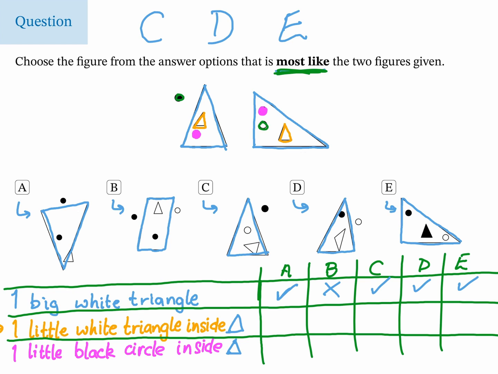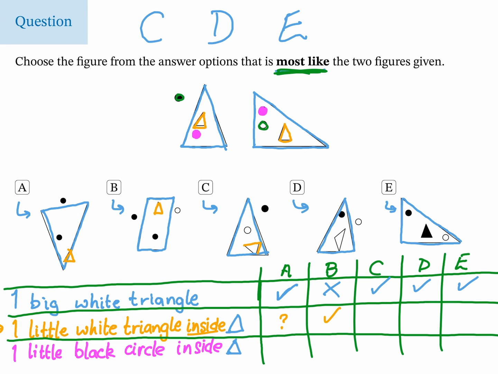Now let's take a look at what's happening with the little white triangle inside the big white one. Answer option A. Well, we've got this little white triangle, but it's not entirely inside the big white triangle. So if we're unsure, we do have a little white triangle, but we probably want it to be inside the big white triangle. If we're unsure, let's leave a question mark because it's not entirely inside, which is what we're looking for. But maybe that's enough. We don't yet know. Answer option B does have a little white triangle inside the big white shape. So we're going to put a tick there even though we saw that this wasn't actually a big white triangle, but never mind. Still put a tick for the fact that there's a little white triangle inside the big shape.